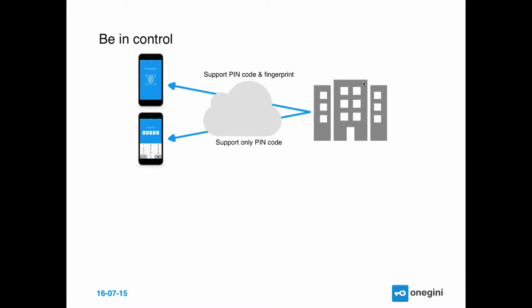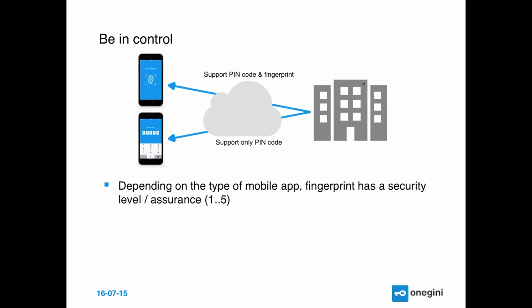So I mentioned this as a requirement, but it's very important that as an enterprise you are in control and flexible when to use the fingerprint. For example, when you as an enterprise launch multiple apps, maybe you would like in one app just having the PIN code, and especially for signing transactions. And in the other app, you allow the fingerprint and a PIN code to be used.